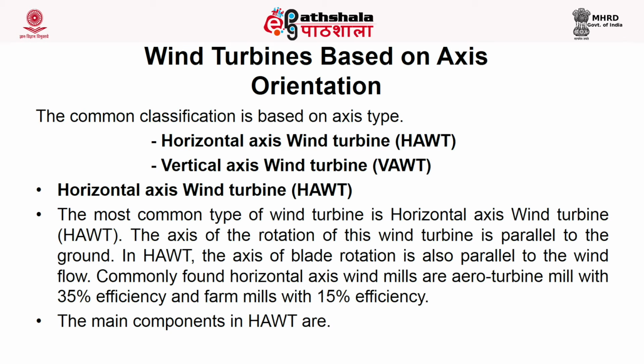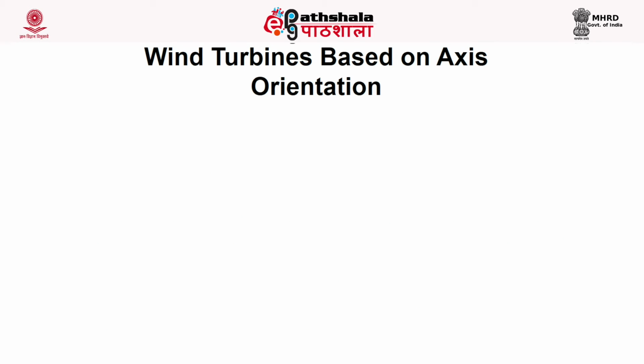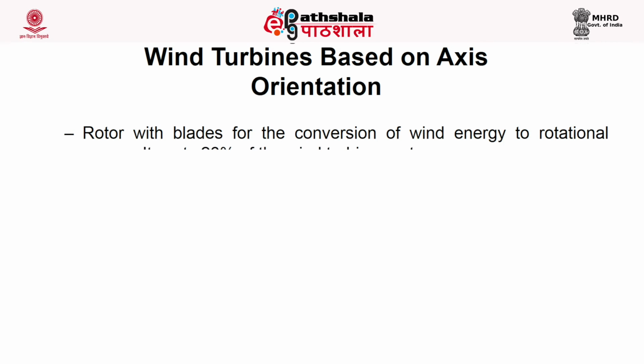Commonly found horizontal axis windmills are the aero turbine mill with 35% efficiency and farm mills with 15% efficiency. The main components of HAWT are the rotor with blades for the conversion of wind energy to rotational energy, and it costs around 20% of the wind turbine cost.